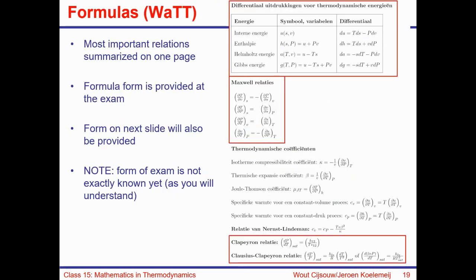Now, in the Watt reader, you may have noticed that early on in the Watt reader, there's an overview of equations, and that's all the stuff that we have derived so far. The energies, the Maxwell relations, and also some of the things that we will learn about in the next lecture, like for example this Joule-Thomson coefficient. A form with these formulas will be provided at the exam, and the same goes for the equations on the next slide. Those will also be provided at the exam.